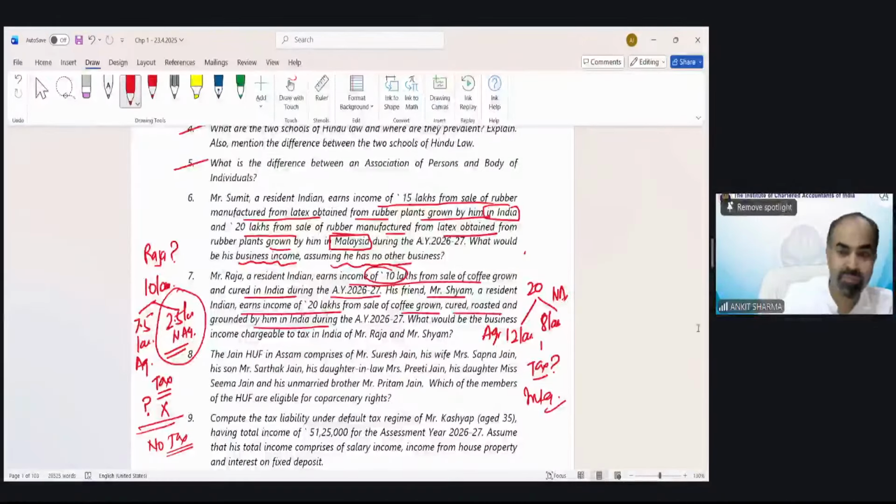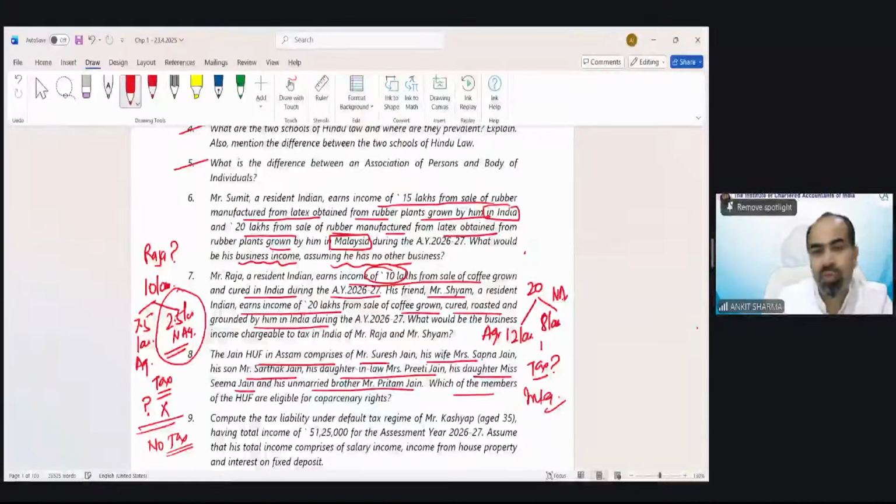Now, question number 8. The Jain HUF in Assam comprises Mr. Suresh Jain, his wife Mrs. Sapna Jain, his son Mr. Sarthak Jain, his daughter-in-law Mrs. Preeti Jain, his daughter Miss Seema Jain, and his unmarried brother Mr. Preetam Jain. Which of the members of the HUF are eligible for coparcenary right? Read it and send me the answer. Only the name you need to tell, those who are coparceners. Who are the coparceners in question number 8?